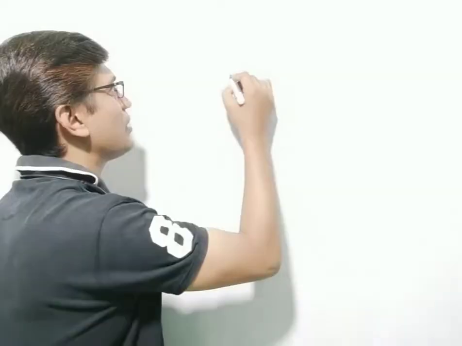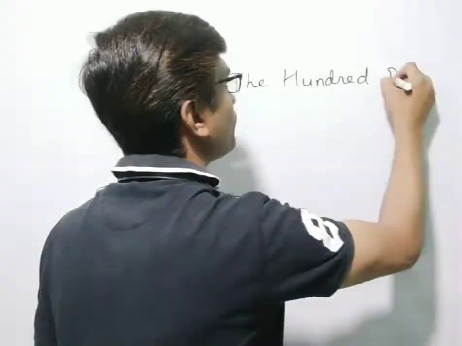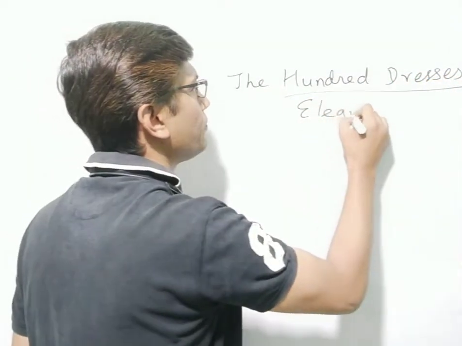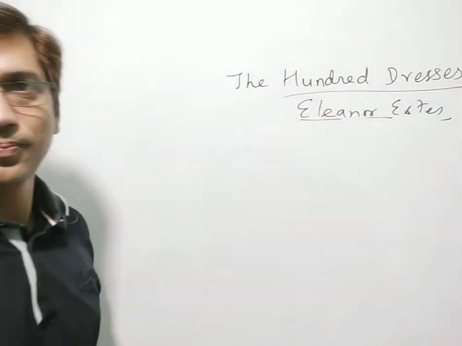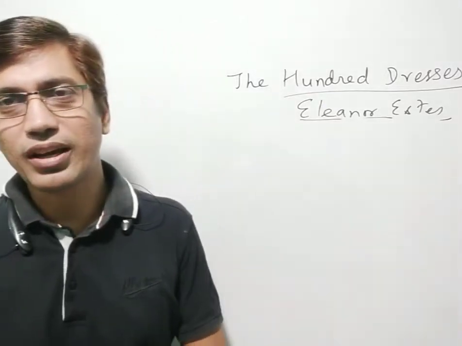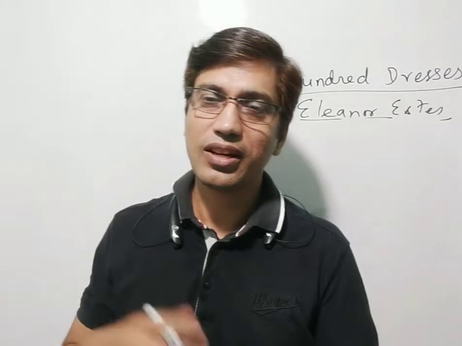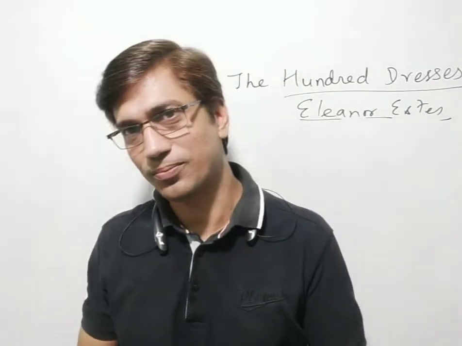So let us start today with one very important story from the class 10 syllabus that you must be familiar with. The title of the story is The 100 Dresses. This was written by Eleanor Estes. This is the name of the writer. We would discuss the writer and her contributions to literature and the features of her writing, everything, in the next video. But in this video, we would focus mostly upon the story.